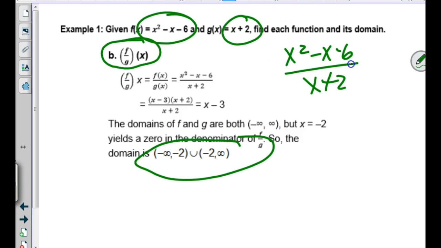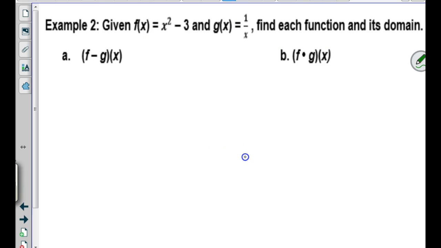And if we factor the top, this actually will simplify. They factored it here, and it was x minus 3 and x plus 2 over x plus 2, so you can cancel the x plus 2. But the domain restriction stays because the original function yielded a 0 in the denominator, so therefore you have to say it cannot equal -2, even though it simplified.